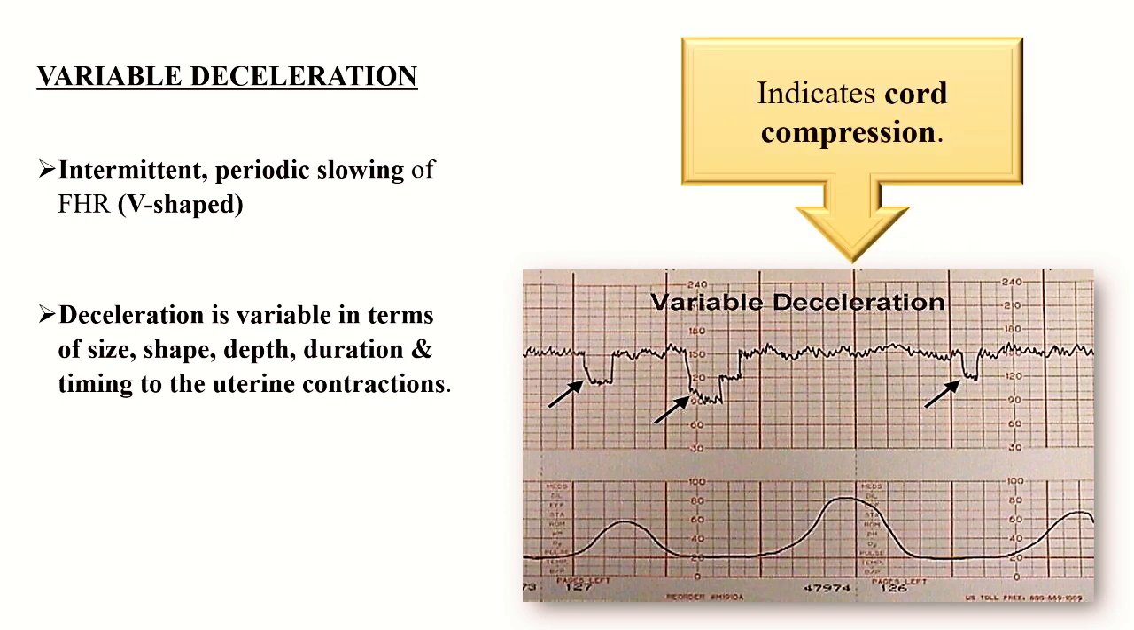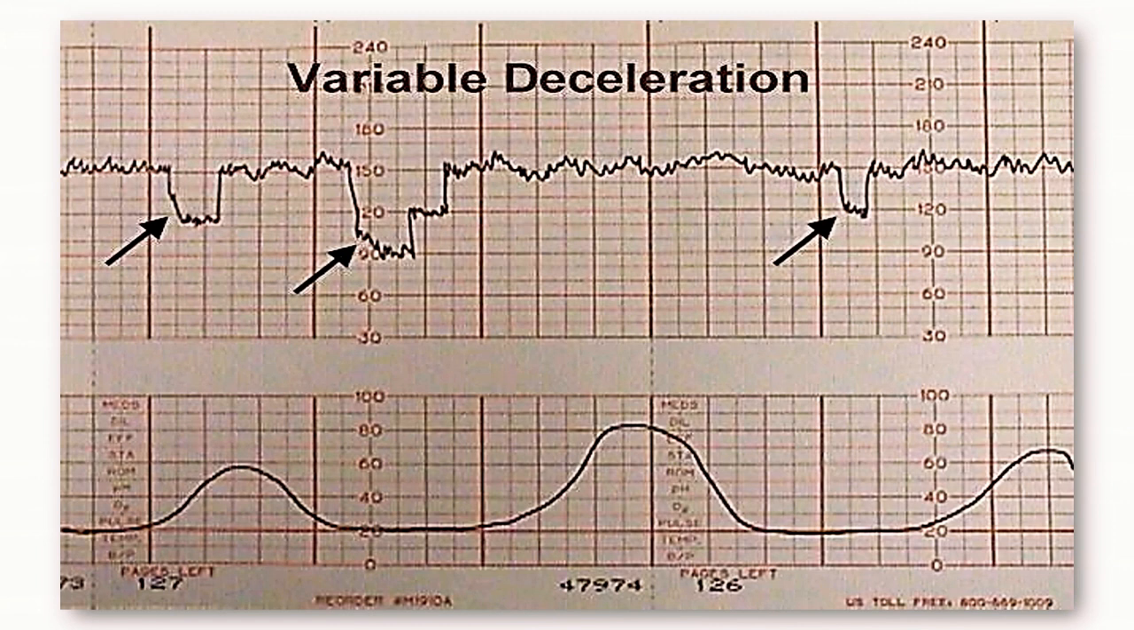of cord compression. The identifying feature of variable deceleration is that there is no pattern of synchronicity or no coincidence between the occurrence of uterine contraction and the occurrence of fetal deceleration. Both of them occur at their own rate, in their own frequency, at a different pattern. Like here we can see one deceleration, immediately there is occurrence of uterine contraction, then immediately here another deceleration is happening after the uterine contraction.